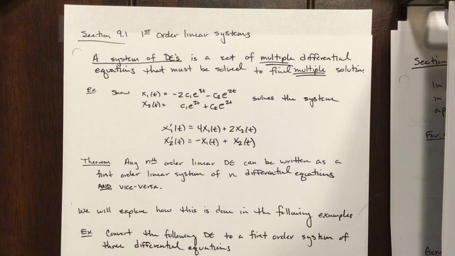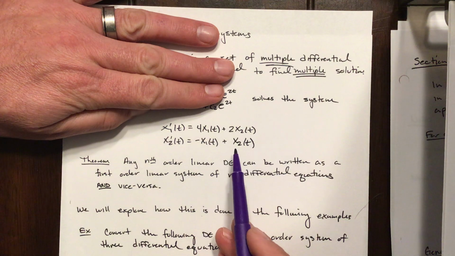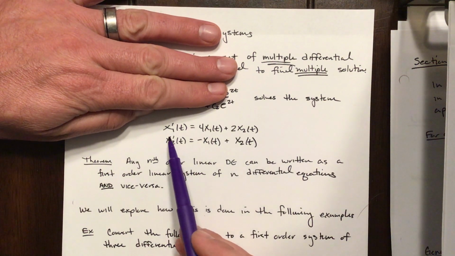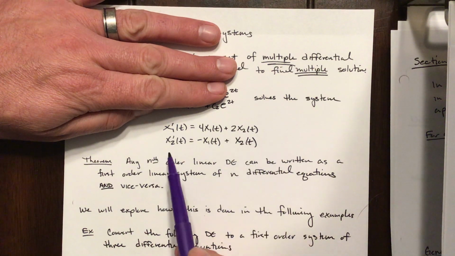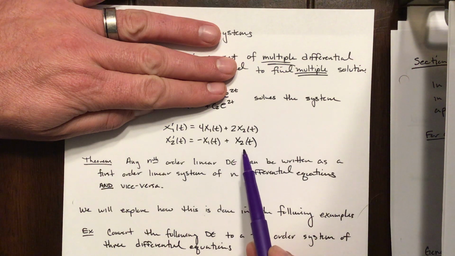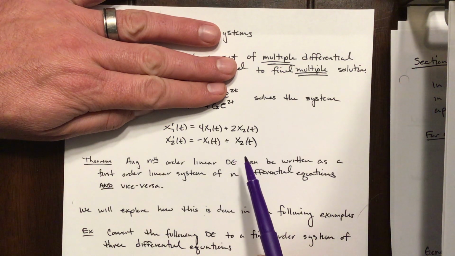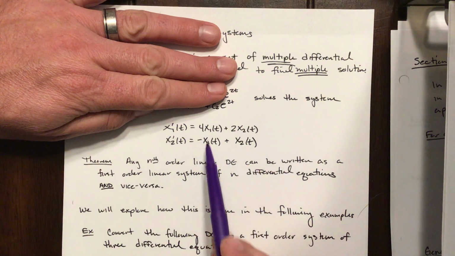Okay, a system of differential equations is a set of multiple differential equations that must be solved to find multiple solutions. So we're going to be given a pair of differential equations that look like this. The first one will say the derivative of function 1 is 4 times function 1 plus 2 times function 2. And the derivative of function 2 is minus function 1 plus function 2. And we are tasked with finding the pair of functions that satisfy both conditions.